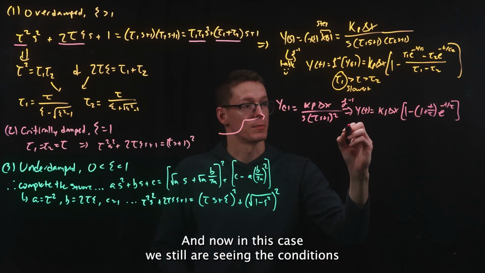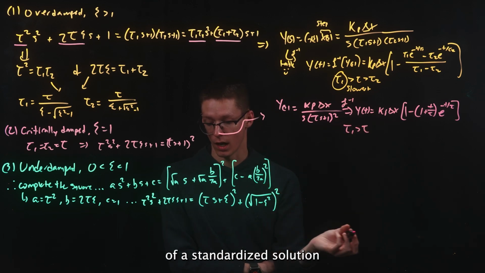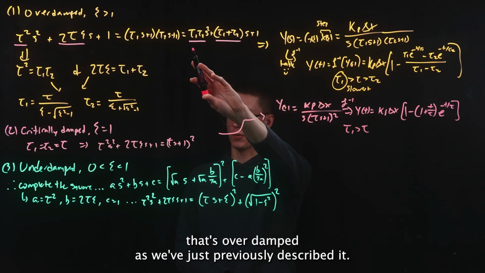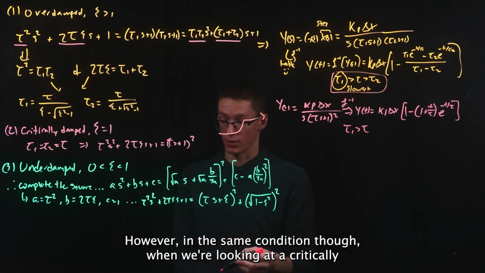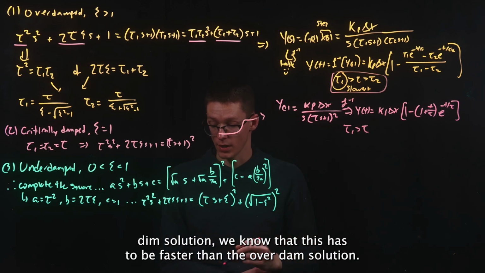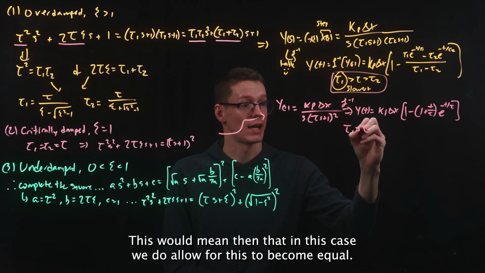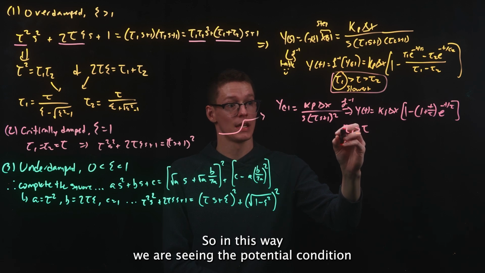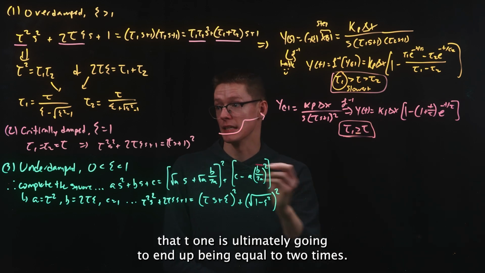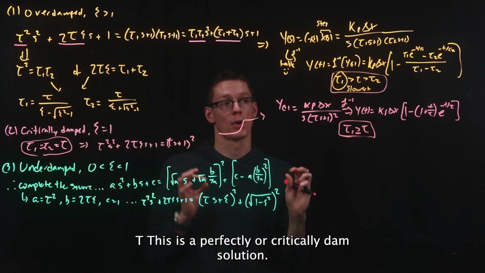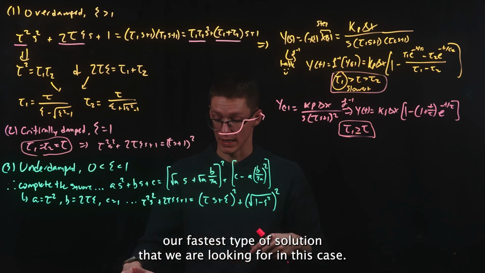And now in this case, we still are seeing the conditions that T1 is going to be greater than T2 for the case of a standardized solution that's overdamped, as we've just previously described it. However, in the same condition, when we're looking at a critically damped solution, we know that this has to be faster than the overdamped solution. This would mean then that in this case, we do allow for this to become equal. So in this way, we are seeing the potential condition that T1 is ultimately going to end up being equal to T2. This is a perfectly or critically damped solution. This is going to be really our fastest type of solution that we're looking for in this case.